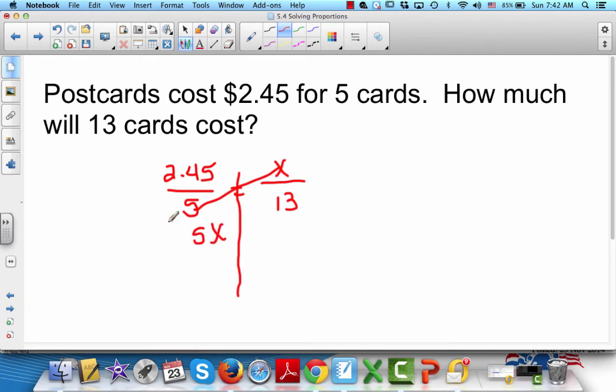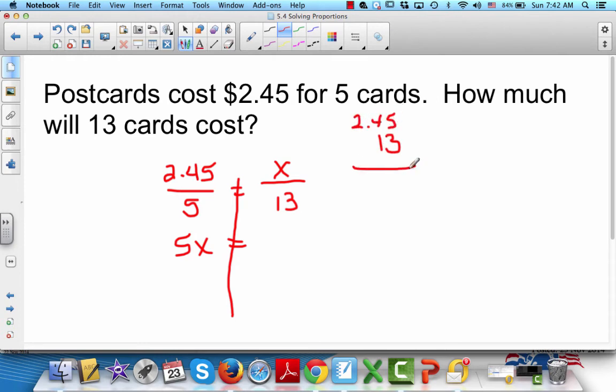Draw our line down the middle. 5 times X. Oops, nope, that's wrong. I wasn't supposed to do that yet, was I? Draw a line down the middle. 5 times X is 5X. 13 times 245. I should have done that ahead of time. 13 times 245 gives us $31.85.